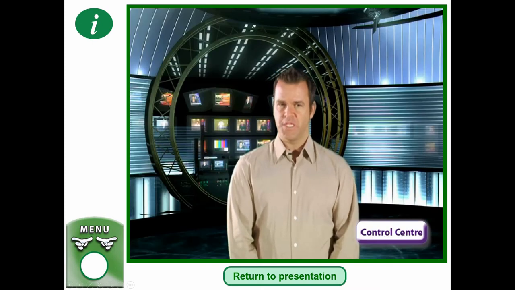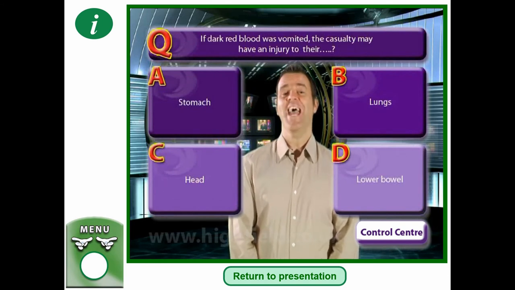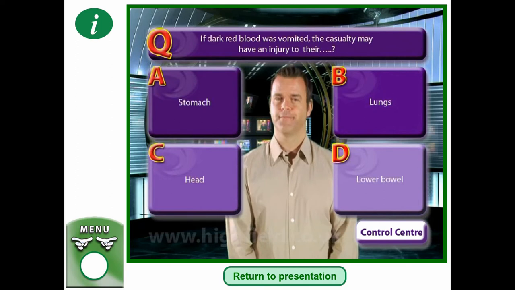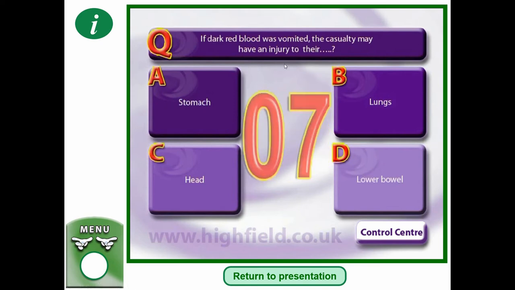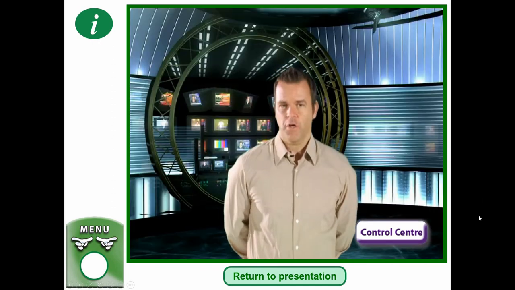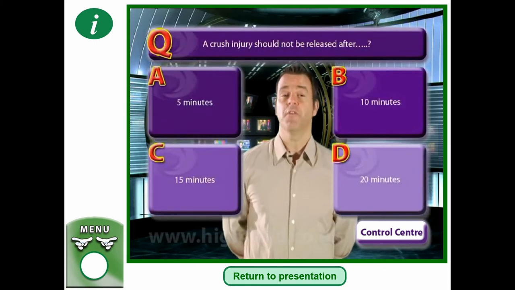If dark red blood was vomited, the casualty may have an injury to their A, stomach, B, lungs, C, head, or D, lower bowel. So again, you can pause the video. If dark red blood was vomited, casualty may have an injury to their what? Stomach, lungs, lower bowel, head. And for these. To their stomach.